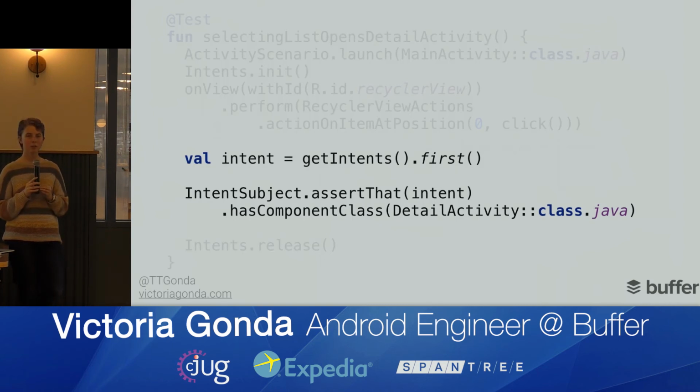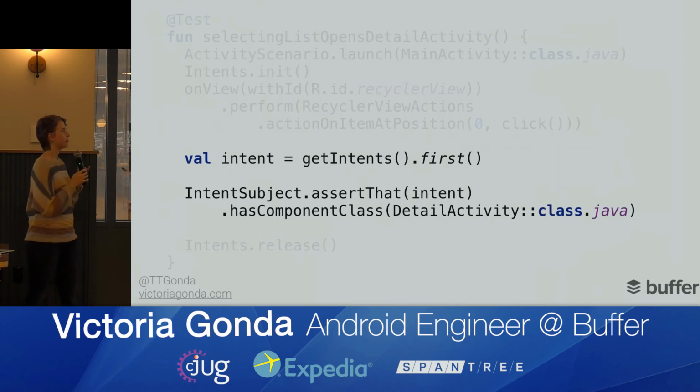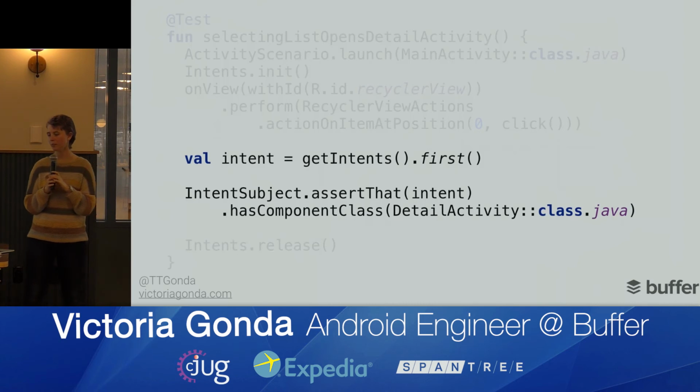You use the intent subject, assert that. This returns an instance of an intent subject for the intent that you're testing. Then you have an assertion on it. Here we're verifying that it has the component class detail activity. Reading it out, it says, assert that intent has component class detail activity. Other intent assertions include extras, action, flags, type.